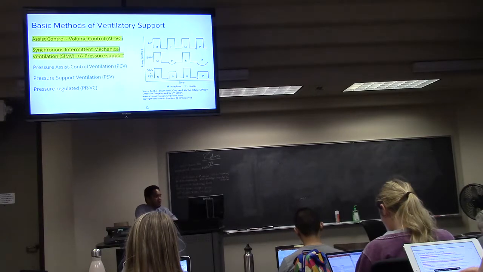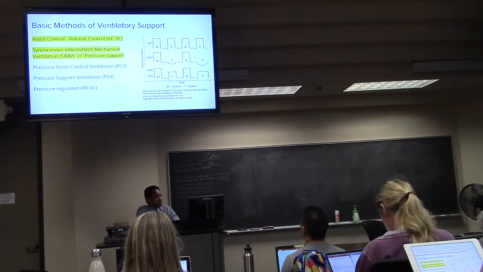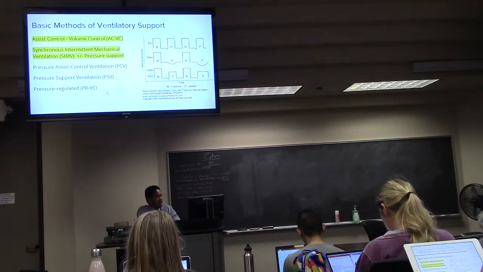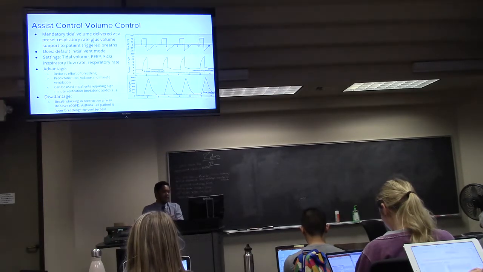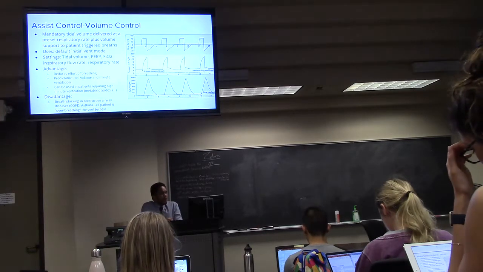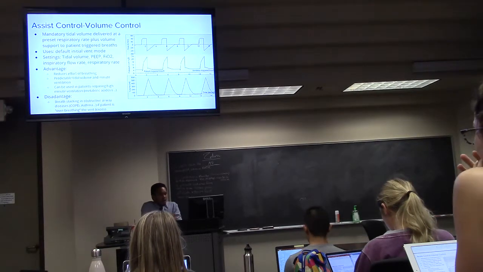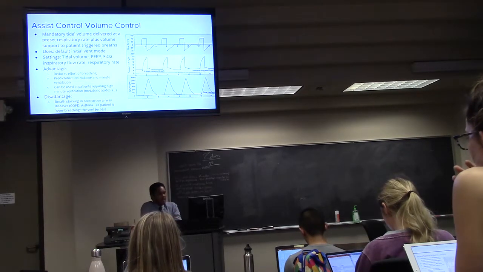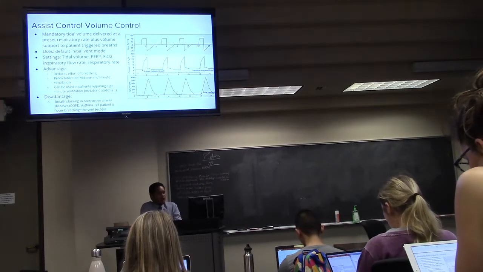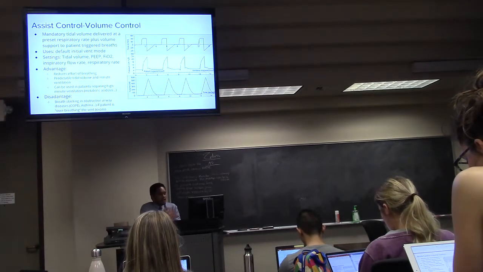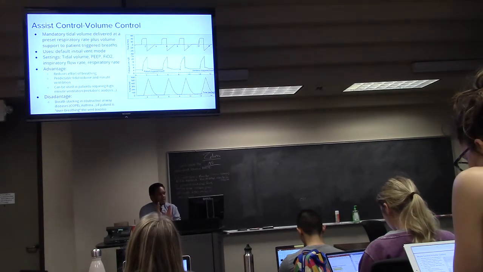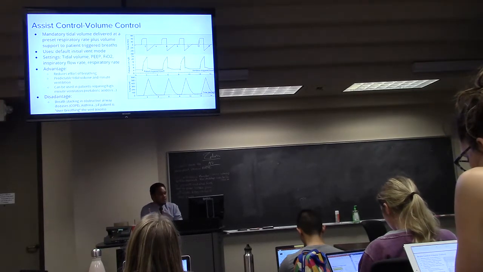The two most common set modes of ventilation that we would use are AC/VC, assist control, volume control, and SIMV with pressure support. With assist control, volume control, say you have a patient that is completely apneic because you gave them a paralytic and you gave them a sedative, so they're not going to trigger a breath spontaneously. The machine will deliver a tidal volume that is machine triggered.